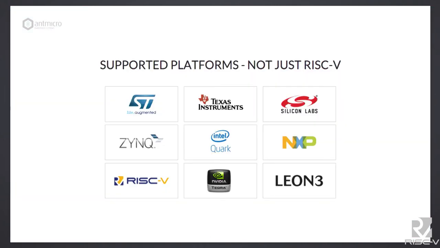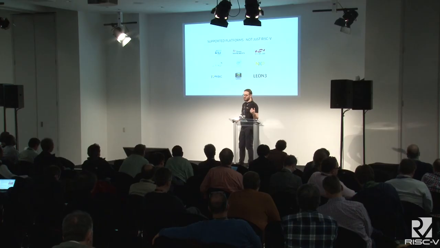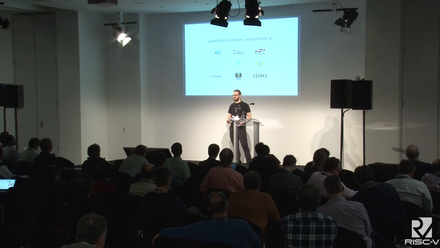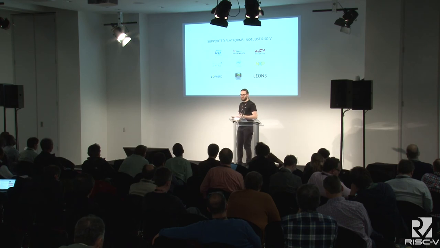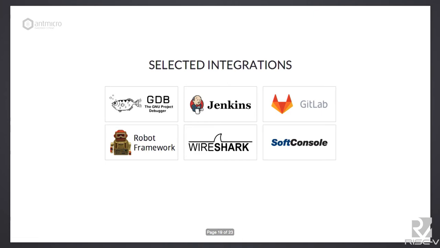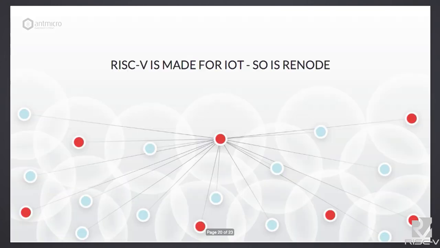We don't only support RISC-V. There's quite a lot of platforms we've gathered over the years. For example, Quark, sponsored by Intel, quite a few ARM platforms, Zynq from Xilinx. And I think it's good because we want to enable this workflow for everyone, not just people using RISC-V. Obviously, we want everyone to adopt RISC-V eventually, but we do want to show that this is attainable not only if you use RISC-V. We have quite a few integrations, SoftConsole being the most recent of them, sponsored by Microsemi. But in general, we can work with Robot Framework for test writing or various CI environments, Wireshark for network analysis, and so on.